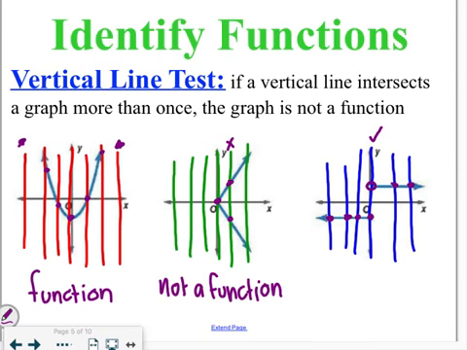This is actually okay. This open circle right here means that that's not actually a point on the graph. It's not something you're really going to have to worry about in Algebra 1, but they just want you to be able to recognize that if one of the two points that it hits is an open circle, it is okay and it is a function. That is the one catch with this particular test.